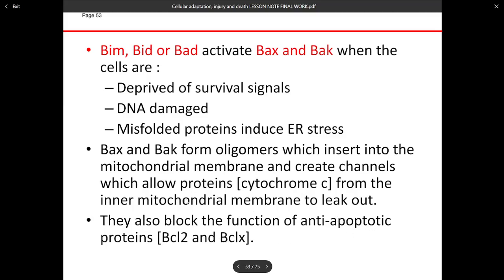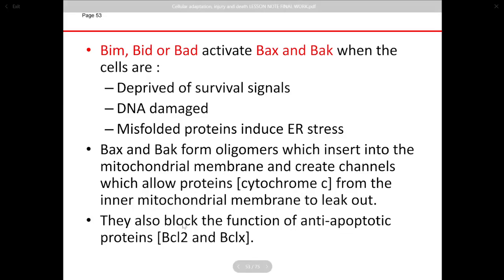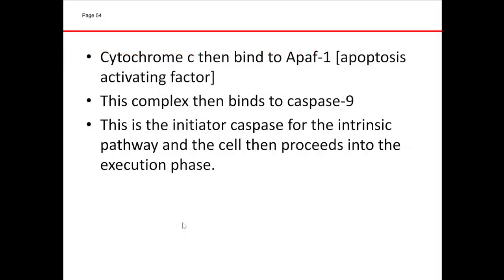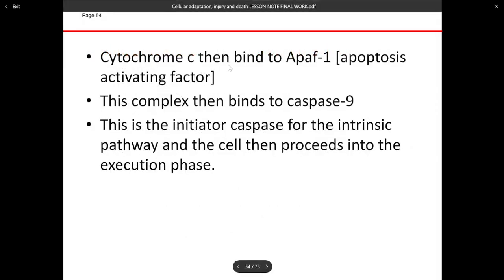So to prevent the stoppage of apoptosis, it's quite simple. Cytochrome C binds to APAF1, that is apoptosis activating factor, APAF1. This complex then binds to caspase 9. This is the initiator caspase for the intrinsic pathway, and the cell then proceeds into the execution phase.